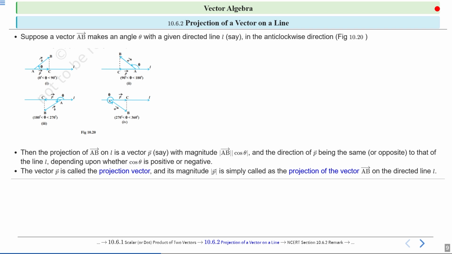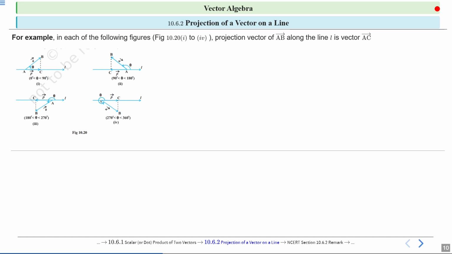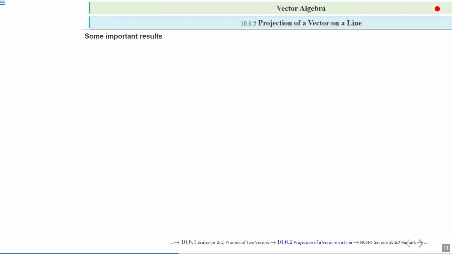Now the vector P is called the projection vector, and its magnitude is simply called the projection of vector AB on the directed line L. Okay. For example, in each of the following figures, figure 10.20, 1 to 4, the projection of AB along the line L is basically vector AC. You can see in the figure.